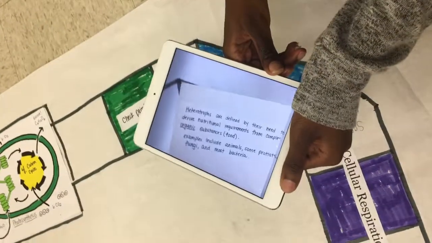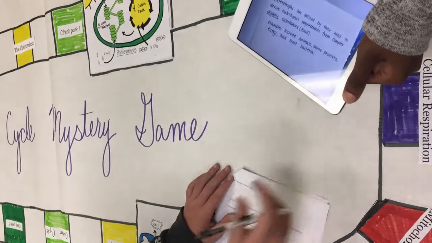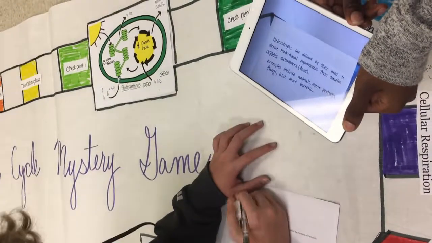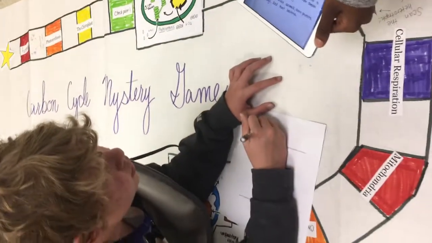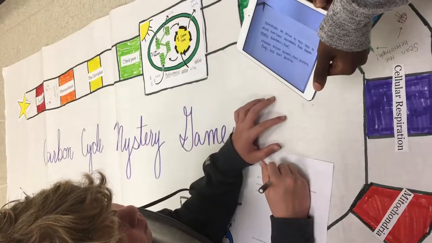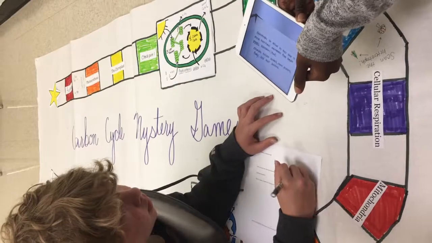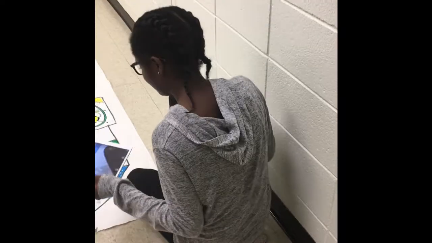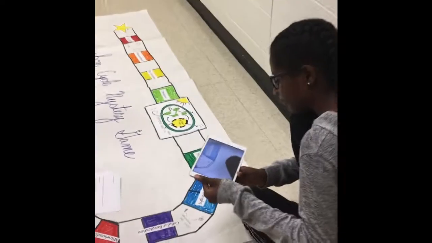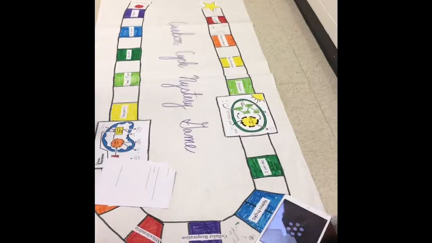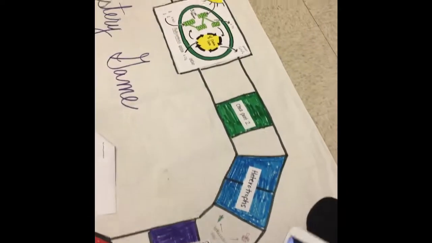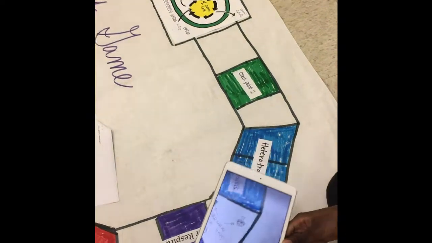Let's see what that says. There. So the heterotrophs are defined by their need. All right, guys, they want you to figure out which one is the heterotroph. So what do you think? I think it's the tree. It might be the tree. It's mushroom. I saw tree.